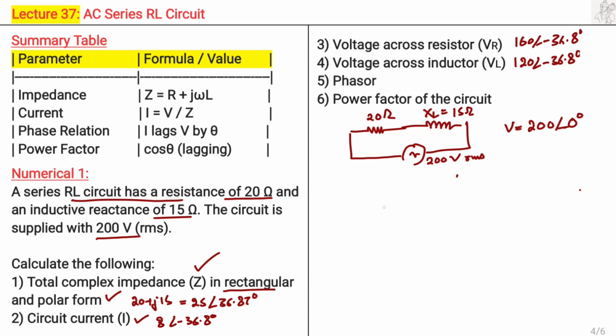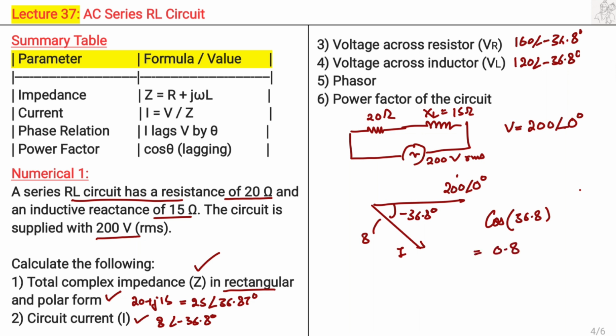And finally, let's draw the phasor. So we have voltage as reference, and since the angle is 0, therefore it will be along the 0 axis, and the current is lagging the voltage by an angle, that is minus 36.8 degrees. Therefore current is shown like this, and its magnitude is 8 amperes. And finally power factor is cos of angle between voltage and current, that is cos 36.8, and this comes out to be 0.8. And since current is lagging the voltage, therefore the power factor is also lagging in nature.